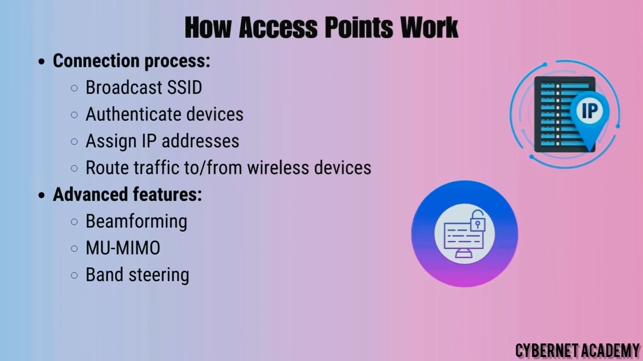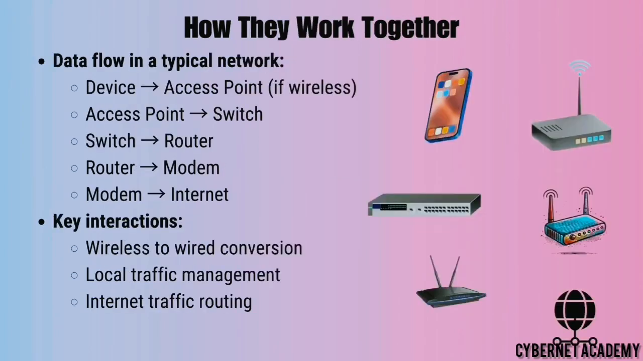Now let's see how all these devices work together. Imagine you're watching a YouTube video. Your phone connects to the access point Wi-Fi. The access point passes your video request to the switch. The switch sends it to the router. The router determines the best path and sends it to the modem. The modem translates the request and sends it out to the internet.